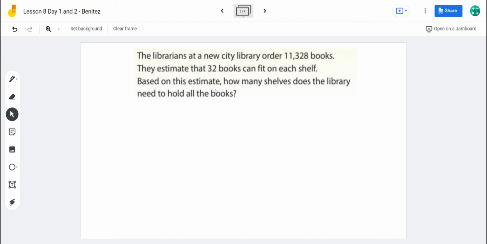The librarians at a new city library order 11,328 books. They estimate that 32 books can fit on each shelf. Based on this estimate, how many shelves does the library need to hold all the books? So they're asking us to take this number of books and split it into 32 books per shelf.